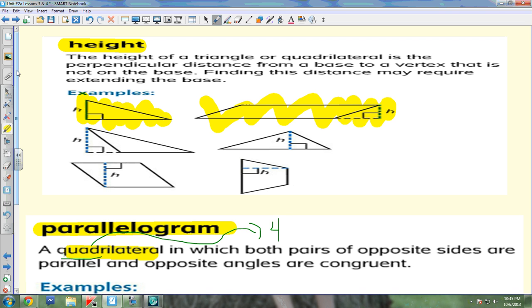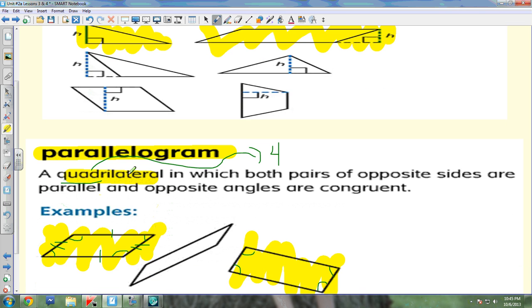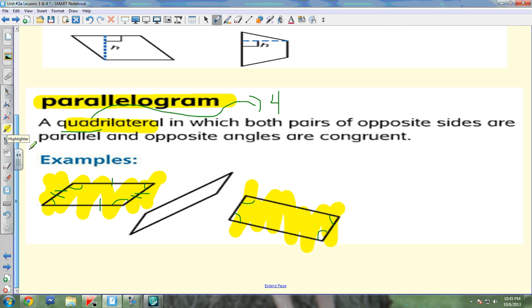And then it says parallelogram, which is a quadrilateral, quad meaning 4, in which both pairs of opposite sides are parallel and the opposite angles are congruent. So what does that mean? It means opposite sides, this side right here and that side are parallel, this side right here and that side are parallel, and then opposite angles, that's this angle inside and that angle inside, this angle and that angle. Go ahead and write down parallelogram, and then draw these 2 shapes right here.